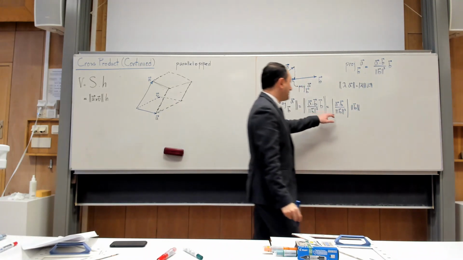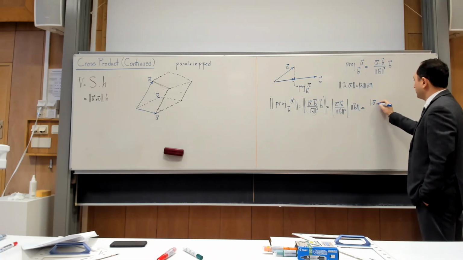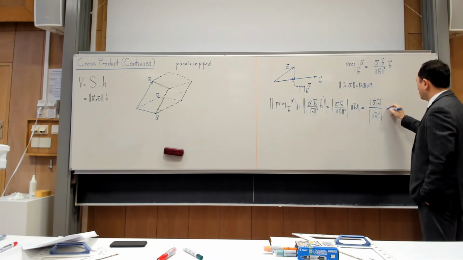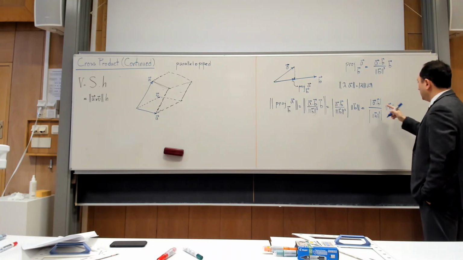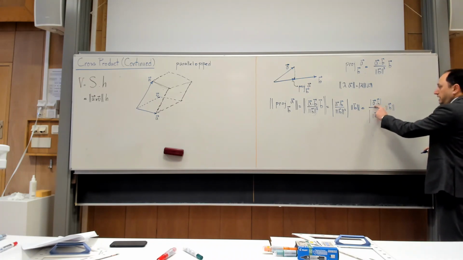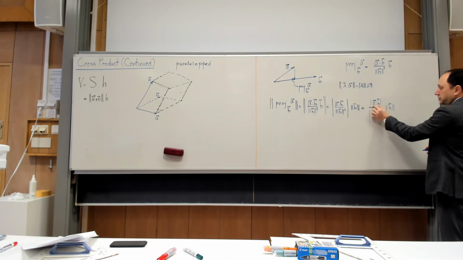But this is the absolute value of a fraction. This can be written as the absolute value of the numerator divided by the absolute value of the denominator, the norm of B squared. Here I cannot just suppress this absolute value sign because A dot B might be negative, might be positive, or even 0. So I really need to keep this absolute value sign because I'm not certain about the sign.